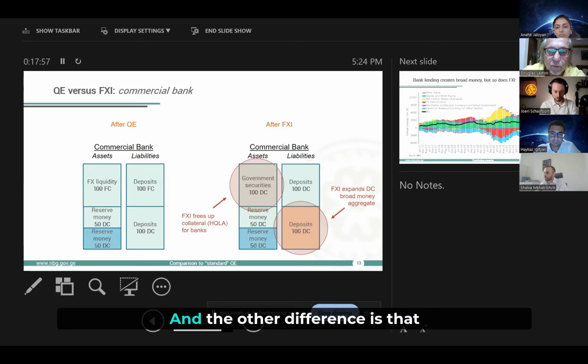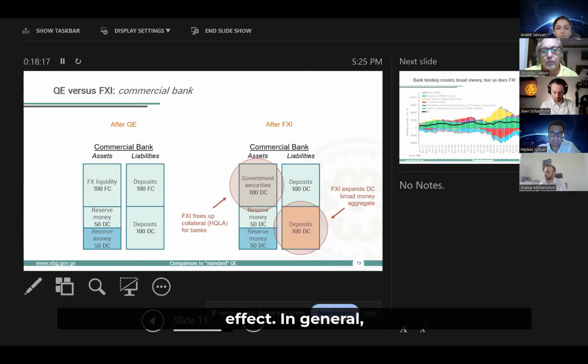That's one difference. And the other difference, which is a mechanical difference as well, is that when FXI forces banks to close their FX positions, it means that the domestic currency broad money aggregate will automatically expand. Of course, this is a partial equilibrium effect.